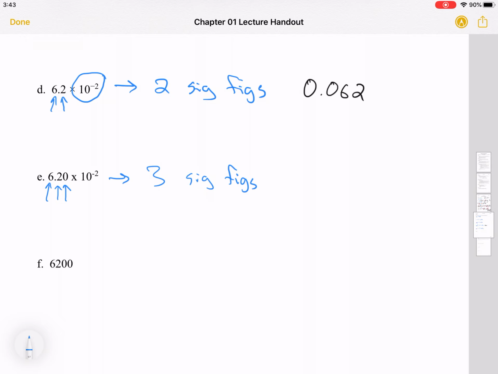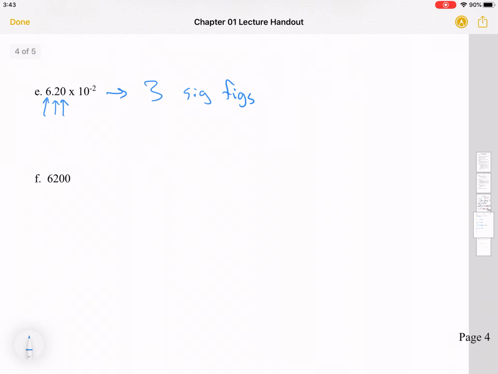Okay, and we're almost there. 6,200. Well, those 2 zeros, we've talked about leading zeros being insignificant or not significant. Trailing zeros sometimes are, but those 2 zeros have to be there. If those zeros aren't there, how do you say that this is 6,200? So those 2 zeros are not significant.